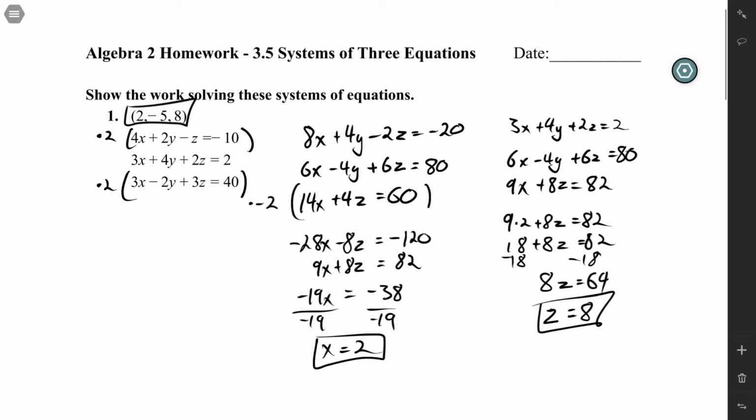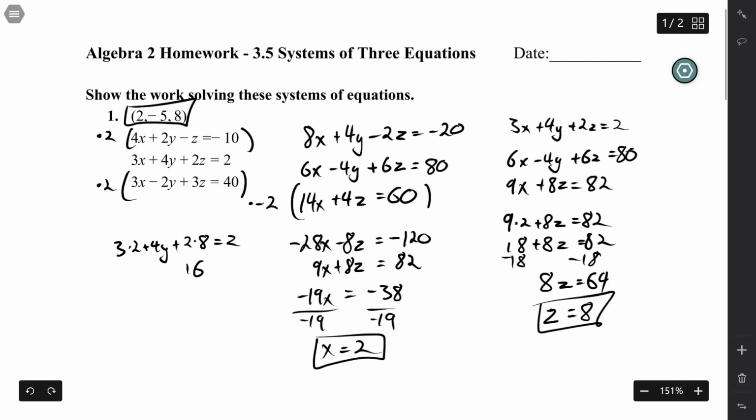I'm going to use, it does not matter. It really doesn't. I'll use this, let's see, middle equation because it equals 2 at the end of the day. That seems like it's going to work out nicely. So 3 times 2 plus 4y plus 2z, or 2 times 8, equals 2. So we get 16 and 6 plus 4y, that equals 2. Really that's 4y plus 22.